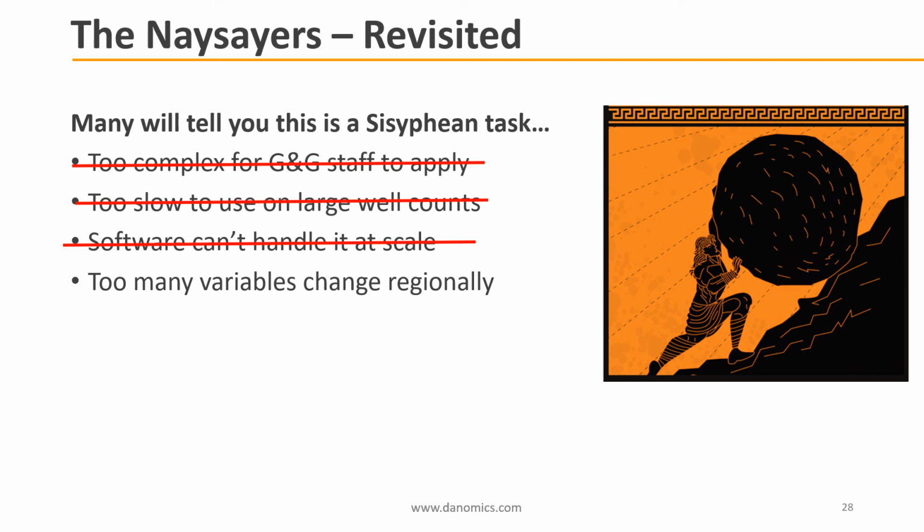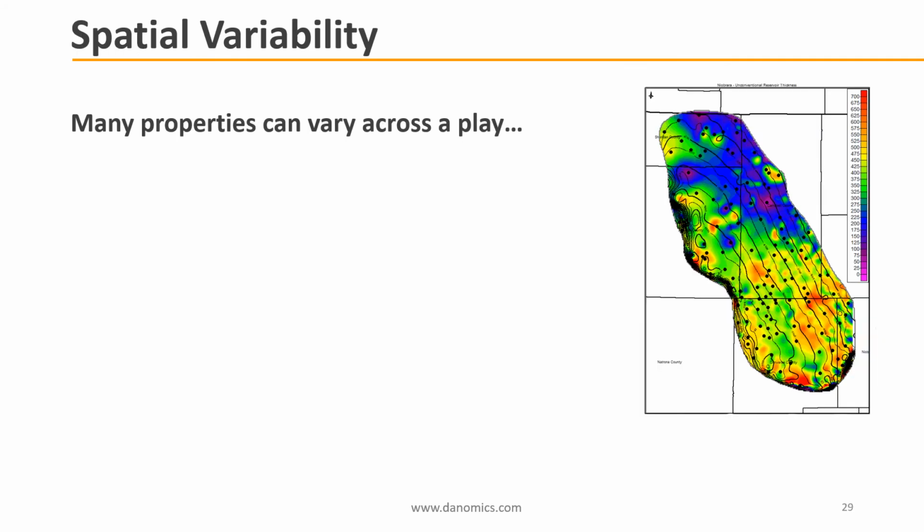And now we come to what many people would say is the most formidable challenge, which is that when we're doing petrophysical analyses at scale, we know that many of these parameters vary regionally. And I completely agree with that. Of course, these properties vary across a play. If we look at something like this map where we're showing a couple of different properties, we can see that these properties do vary substantially across a play.